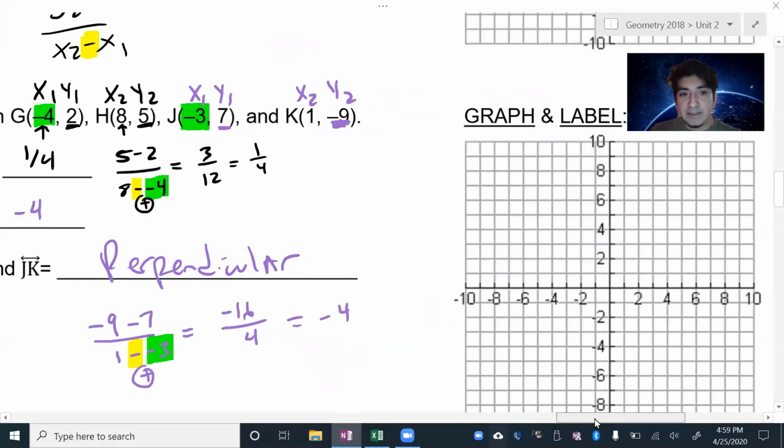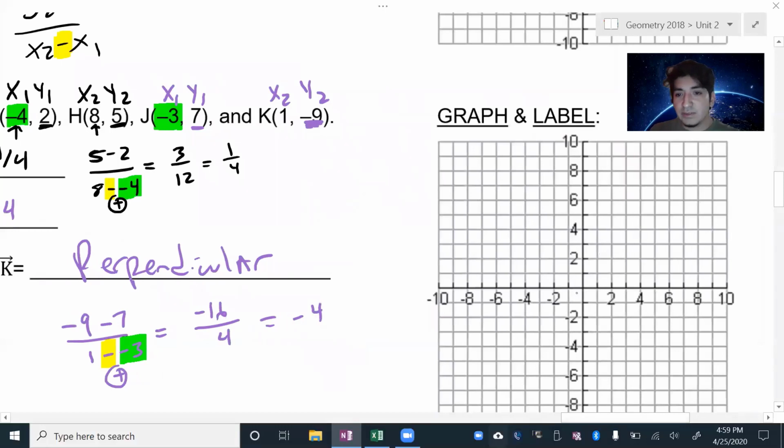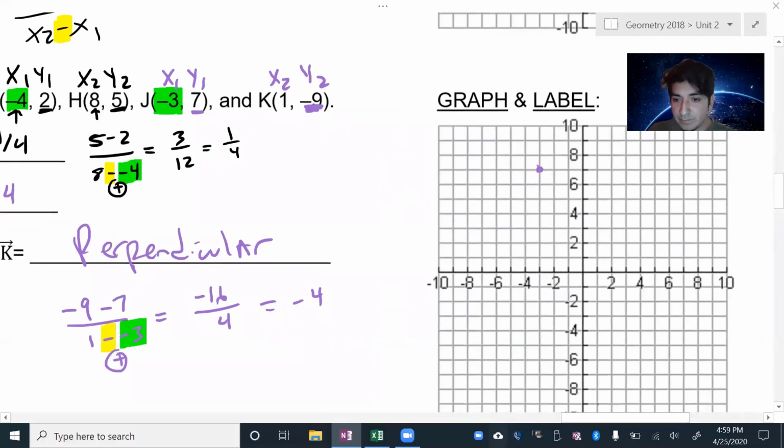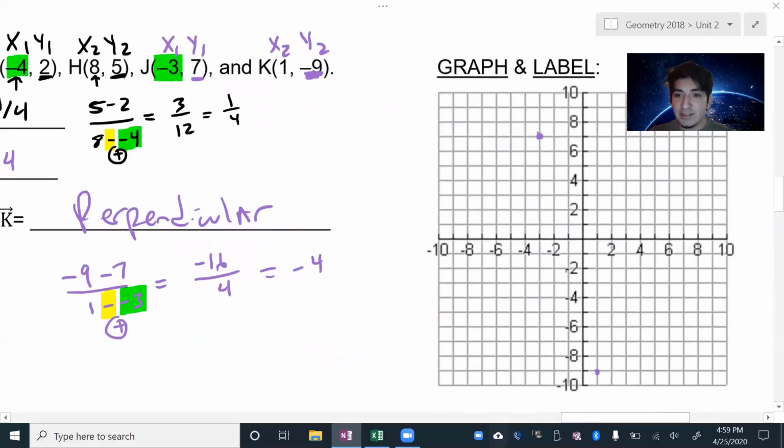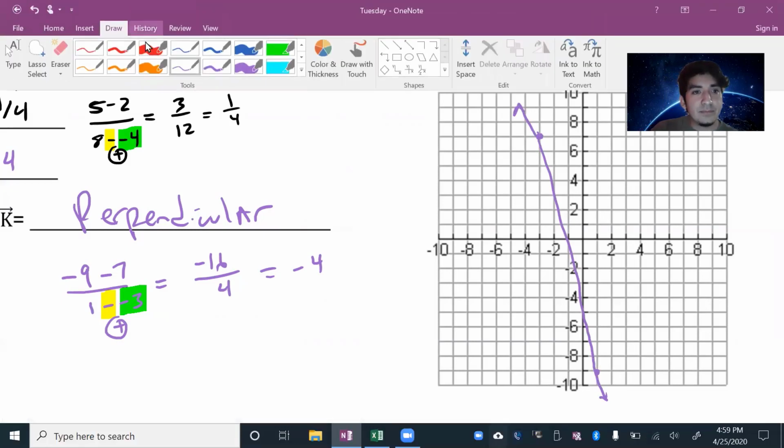So as we graph this, let's graph the purple one first. So -3 and then +7. 1, -9. I know, guys, and I know it's not a straight line. I know. Okay, I'm trying to do my best over here. Okay, so let's go with the black line.